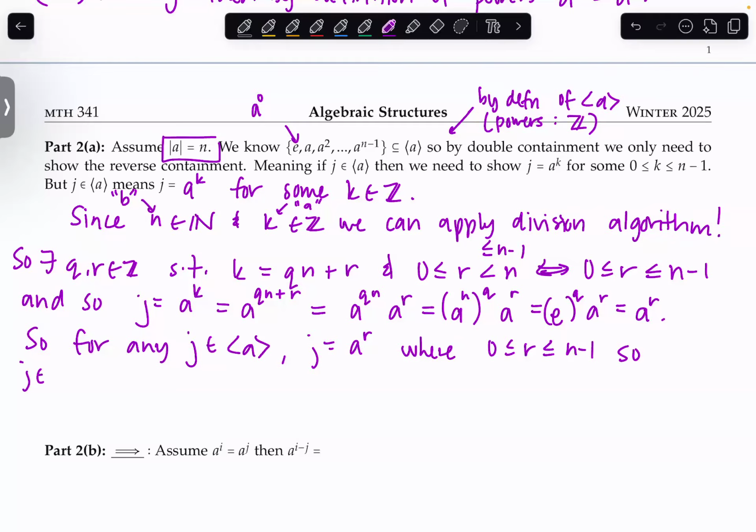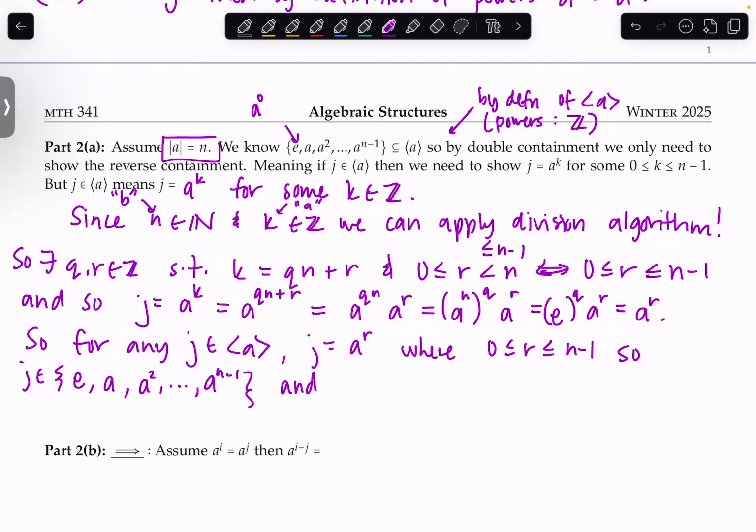So this is really saying I can find j within the set, right, where I go a to the 0, which is the identity, a to the first power, a to the second, all the way down to a to the n minus 1. So using my division algorithm, right, I can take any one of my powers, I reduce it mod the order of my element, of my generator, and that really lets me think about these elements in these smaller powers that are easier to work with.